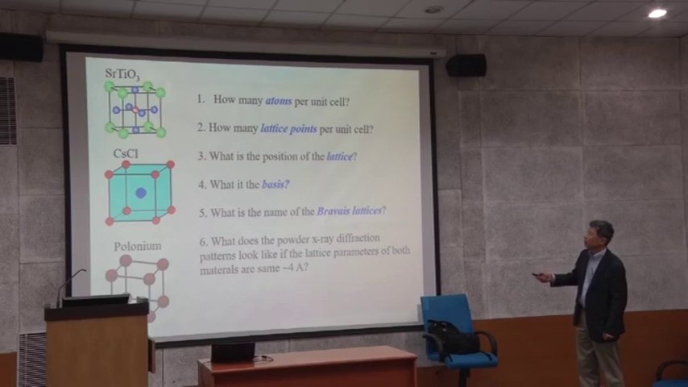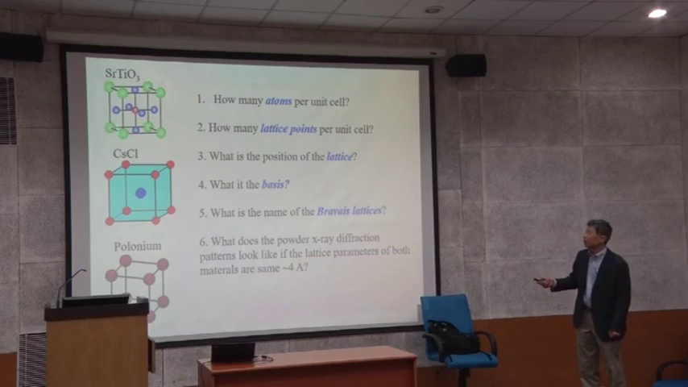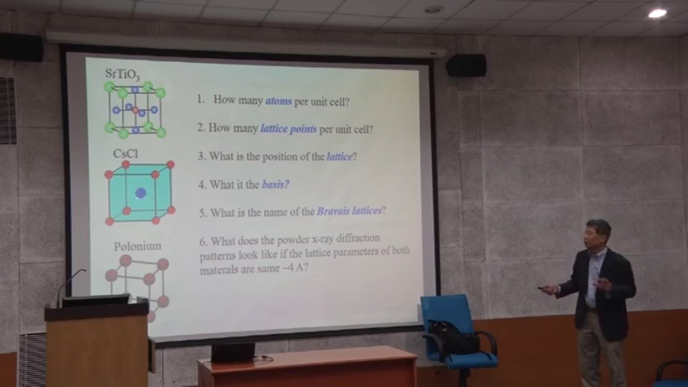It's atoms here, one atom, and face center atom, 6 times half, so 3 oxygen atoms, and then 1 strontium atom, 1 titanium atom. So you have a total of 5 atoms per unit cell. Here you have only 2 atoms per unit cell. You have 1 atom per unit cell.